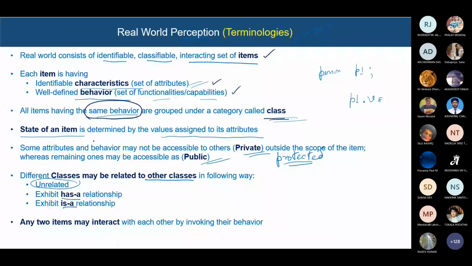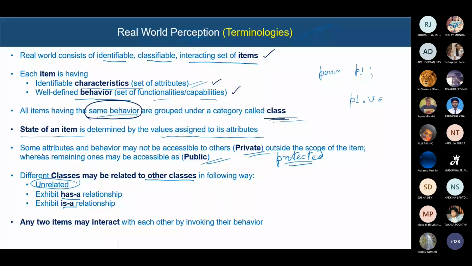So the state of an item is determined by the values assigned to its attributes. And in fact, when we invoke some behaviors, those behaviors might make a change in the state of the object. Okay. So again, these are a bit technical, but these are trivial things, nothing too much to understand.